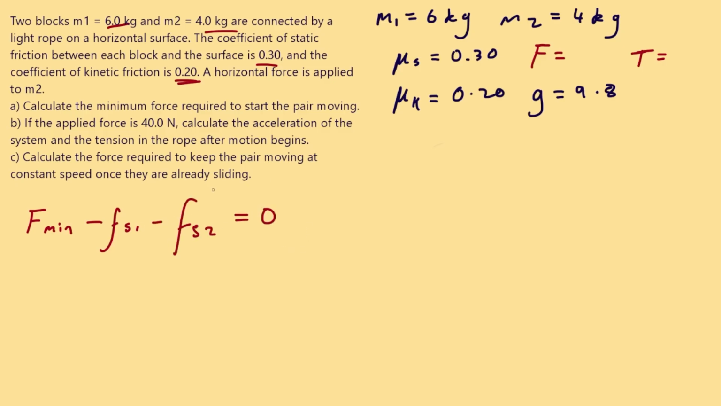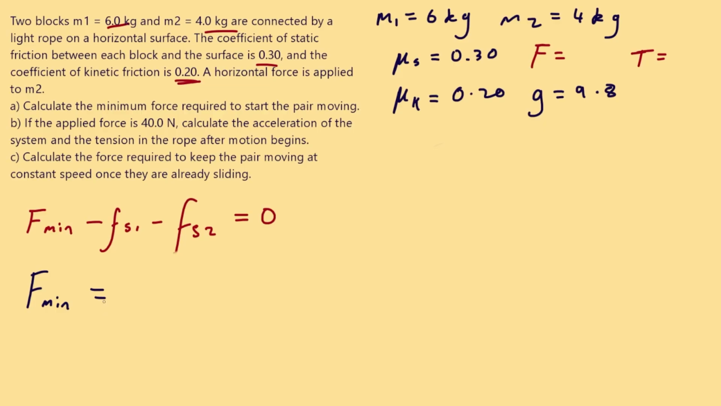If you don't remember why we did this, remember acceleration is 0. This is taken from Newton's second law's net force section, and that gives us this equation here. From that, we are able to isolate this value. So the minimum force required is equal to the frictions added up.